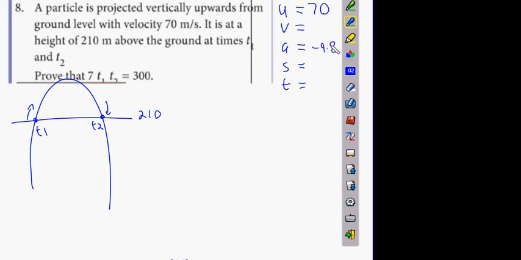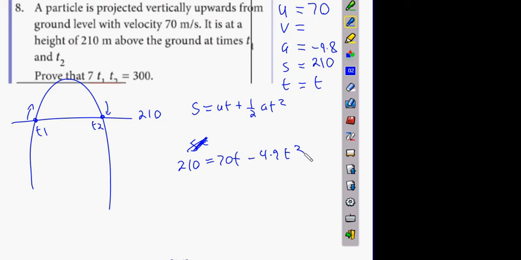Acceleration? Nice. So for that, S value? 210. T value? That's the whole point of the question. We're going to get two T values. The smaller T value will be t1. The second T value will be t2. Now, let's make a formula out of this. Once again, S equals UT plus a half AT squared. S, which is 210, equals 70T minus 4.9 T squared.